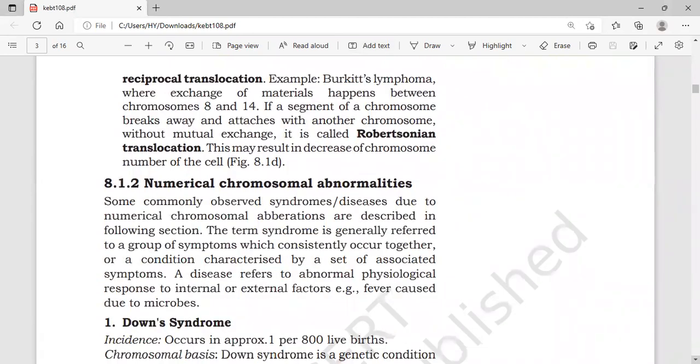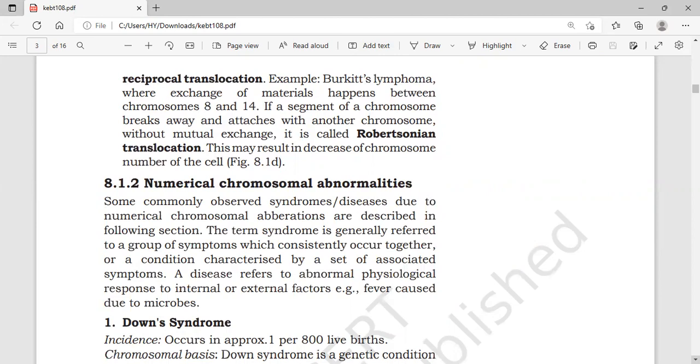Reciprocal translocation causes Burkitt's lymphoma, where exchange of material happens between chromosomes 8 and 14. If a segment of chromosome breaks away and attaches with another chromosome without mutual exchange, it's called Robertsonian translocation. So if the mutual exchange is not there and just one chromosome is going, then it is called Robertsonian translocation. And in Burkitt's lymphoma, exchange of material happens between 8 and 14.